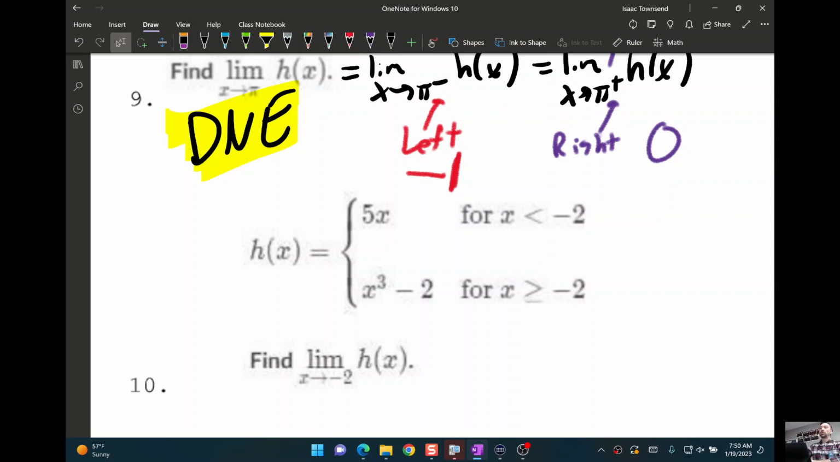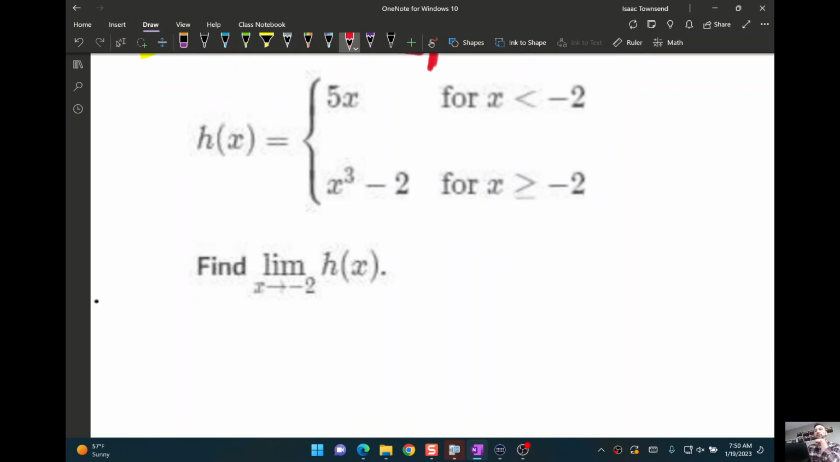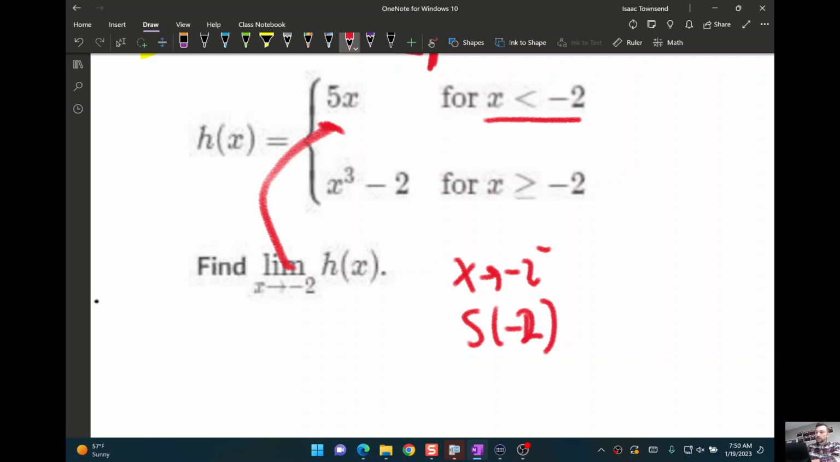Okay, so if I only wanted to know the limit as x approaches -2 from the left, does that go into the top or the bottom? Top function or bottom function? Top, because that's when x is less than -2, which is what happens when you approach from the left. You plug that in. From the left, it looks like it's approaching -10.